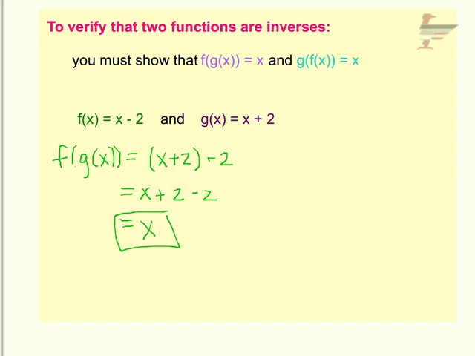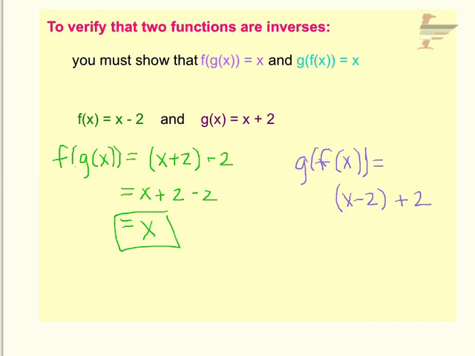If we do g of f of x, you see how f is on the inside, so take your f function and plug it into the g function. We are going to have, here's our f function, x minus 2, and then plus 2. That's the rest of that g function right there.